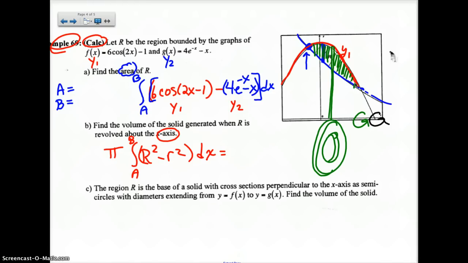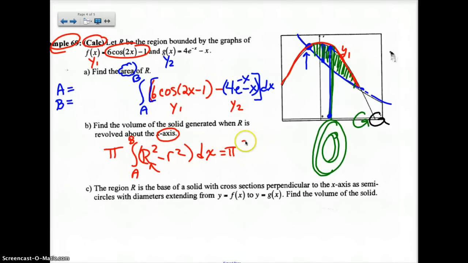All right, so as we do that, we really just need to know what the big R and the little r is. And remember, big R is from the axis of rotation to the outer edge, which would just be the y value there, and that's the red function. So my big radius is really just 6 cosine 2x minus 1. I'm going to call that y1.